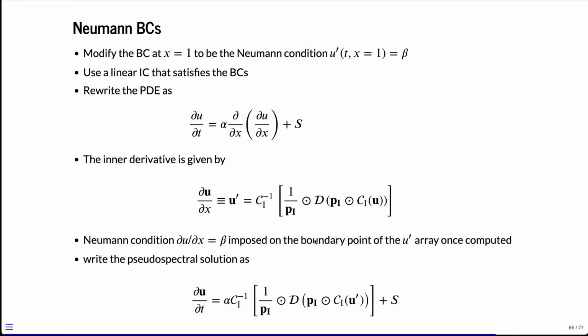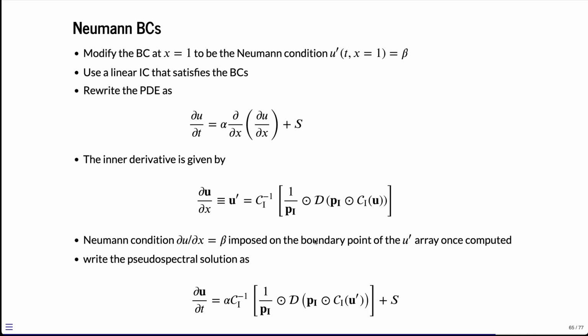So let's look at how to deal with a Neumann boundary condition. In this case, instead of specifying the value of u at the boundaries, at x equal 1, we're going to specify its slope, u prime, instead of its value. So here we have u prime is beta, where beta is some slope that we choose. We'll use a linear initial condition that satisfies the boundary conditions. It's good form to make your initial conditions satisfy the known boundary conditions.